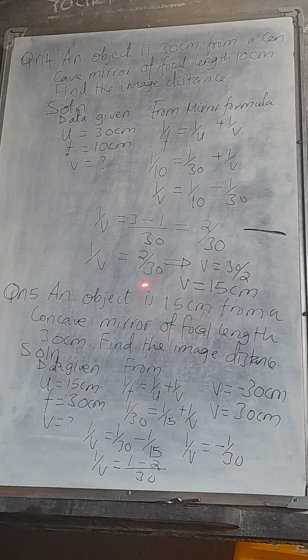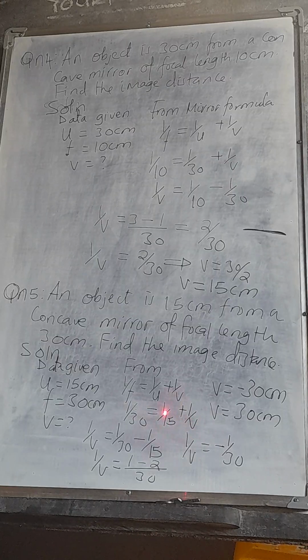An object is 15 centimeter from a concave mirror of focal length 30 centimeter. Find the image distance. So, solution, data given. We have given object distance 15 centimeter, and also have given focal length 30 centimeter. What will be the image distance? From the formula, 1 over f is equal to 1 over u plus 1 over v. So it will be 1 over 30 is equal to 1 over 15 plus 1 over v.